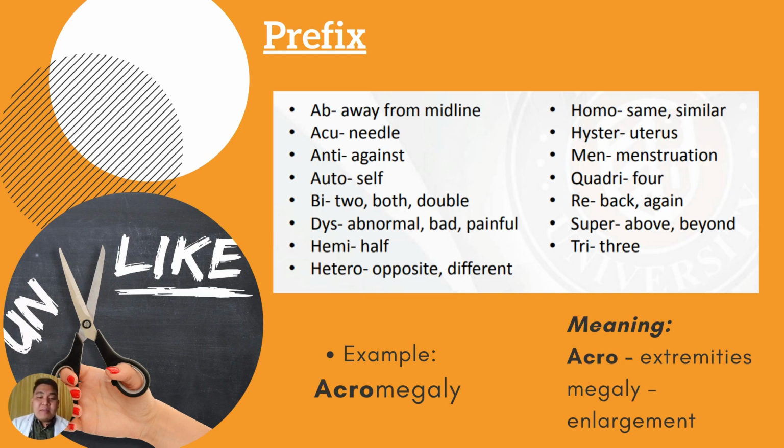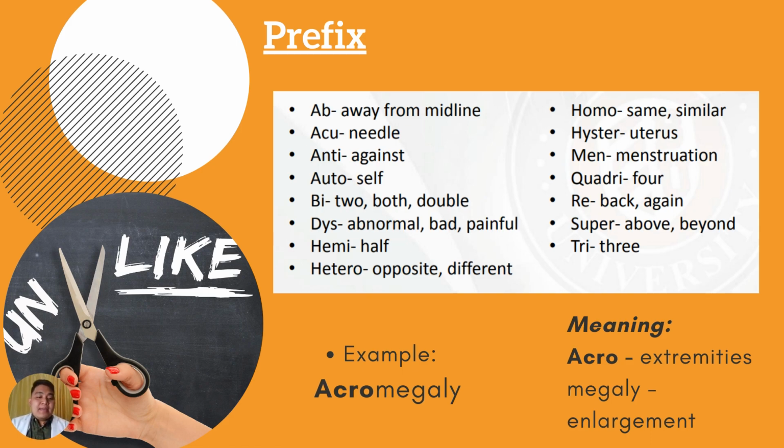The word there is acromegaly. So if you're going to identify the prefix, where is the prefix? As you can see, the highlighted syllable on the word is the acro. Acro means extremities, and the other word is megaly, which means enlargement. So from the medical terminology that was presented, the prefix there is acro.